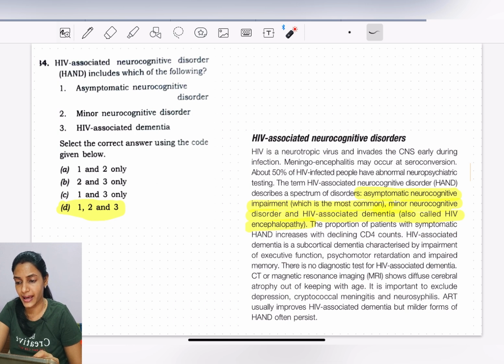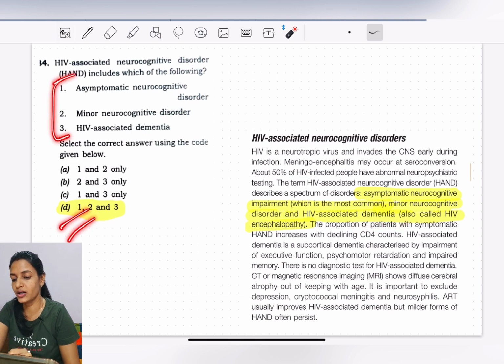Next, they are talking about HAND, that is HIV associated neurocognitive disorder. So the term HIV associated neurocognitive disorder describes the spectrum of disorder: asymptomatic neurocognitive impairment, which is the most common, minor neurocognitive disorder, and HIV associated dementia. So all these 3 are true in this case.